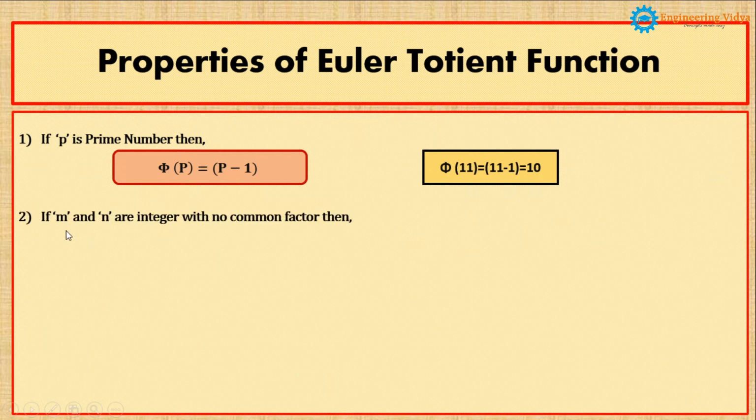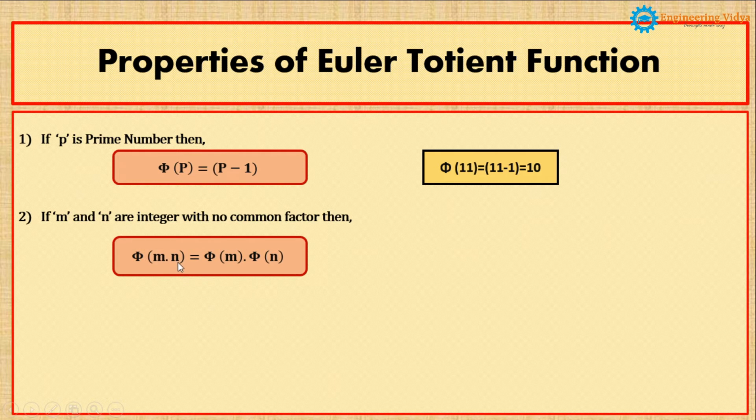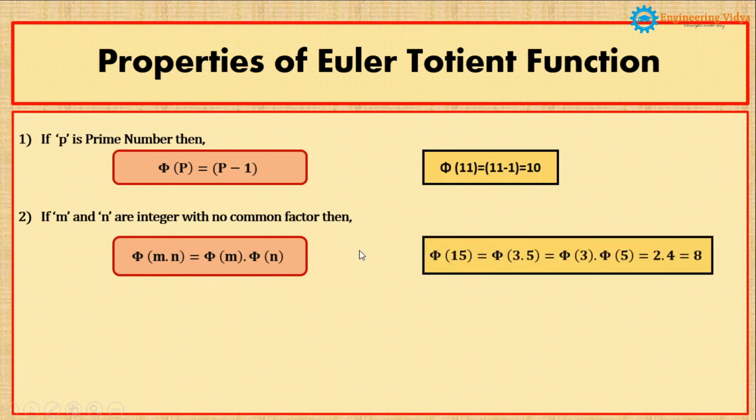Now I'll state the second property. The second property says that if m and n are integers with no common factor, then you can write phi of m into n equal to phi of m into phi of n. Remember that here m and n are two positive integers, and these positive integers do not have any common factor. Then, and only then, can we apply this formula. I'll take one example also.